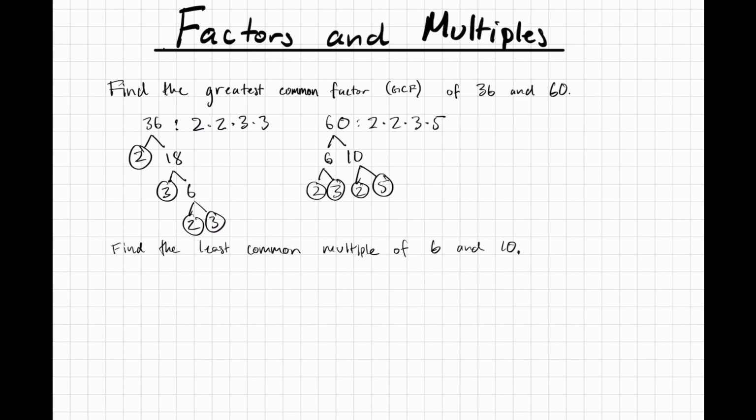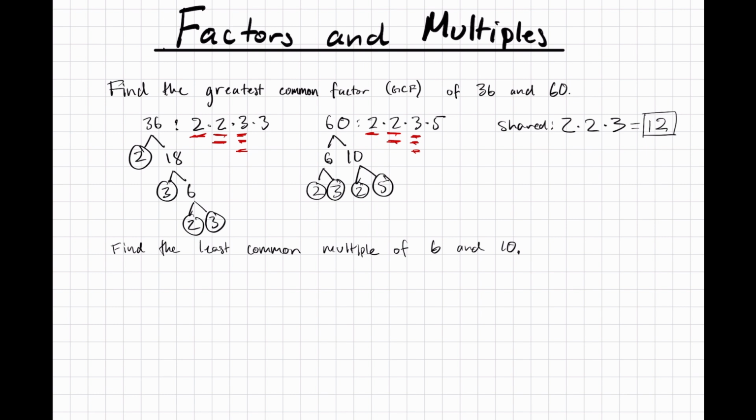How do we find the greatest common factor? We look at all the common prime factors between 36 and 60. They both share one 2 in common. They both share a second 2 in common. They also both share a 3 in common. So those are all in common. And then that 3 and the 5, those disagree. So they share a 2, another 2, and a 3. So we multiply all those together, and what do we get? 2 times 2 is 4, times 3 is 12. So the GCF of 36 and 60 is 12. That is the largest factor that is a factor of both 36 and 60.